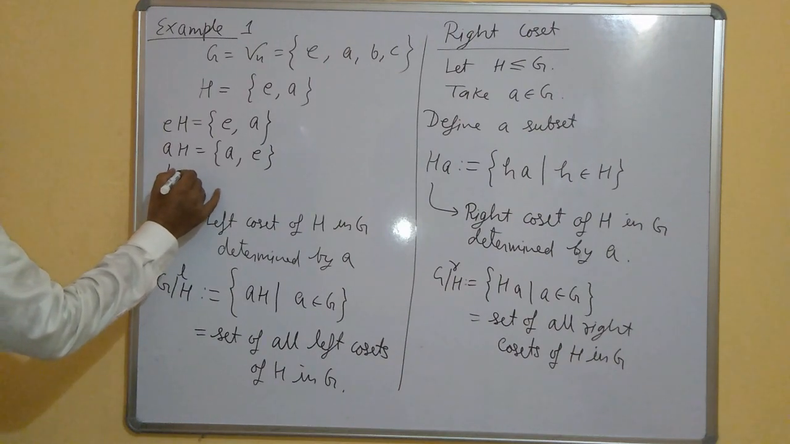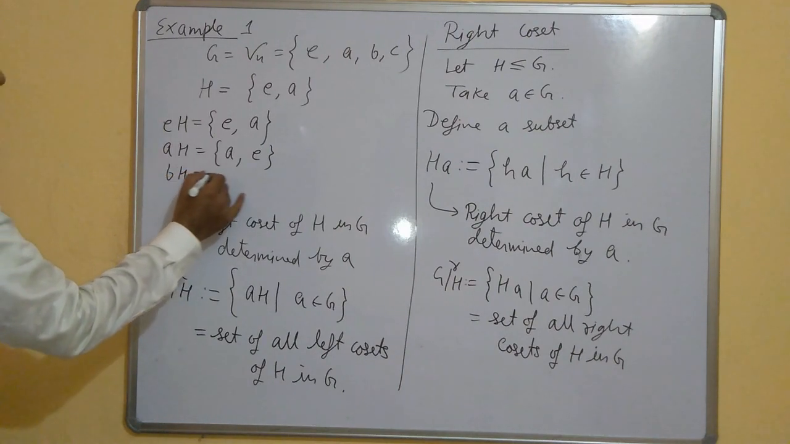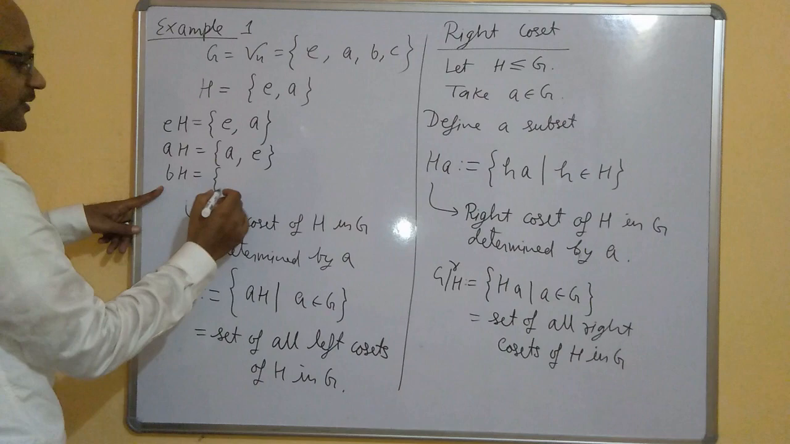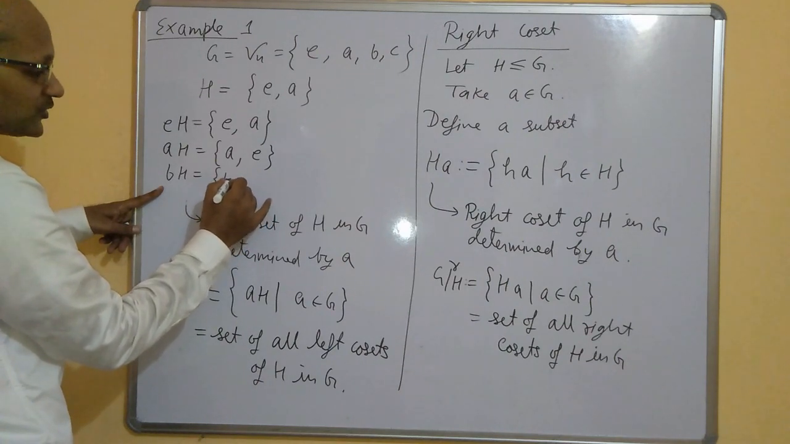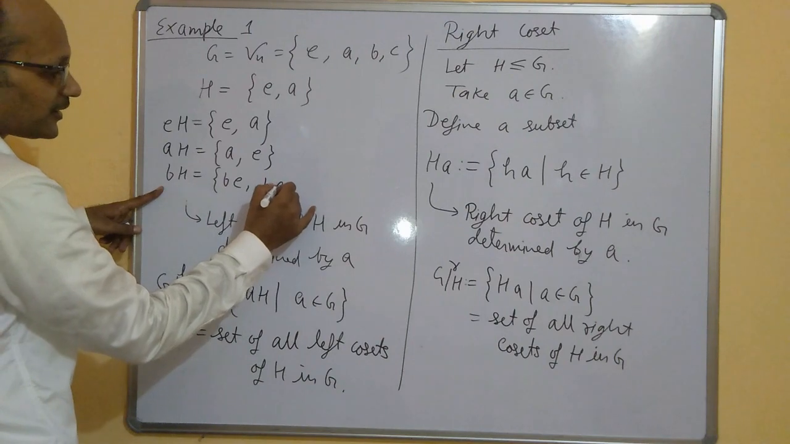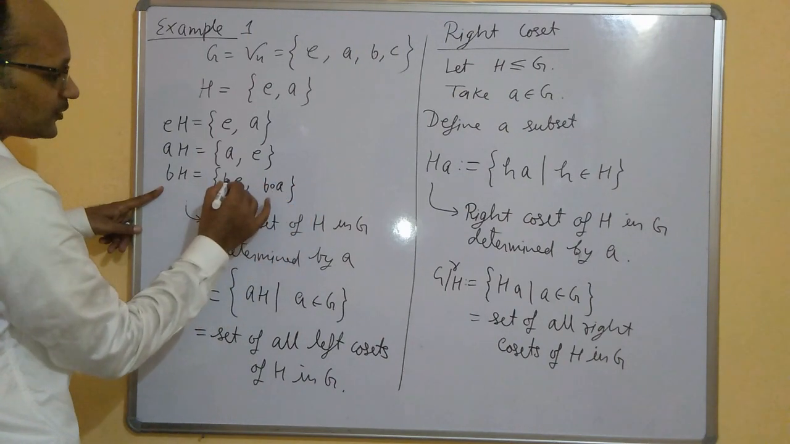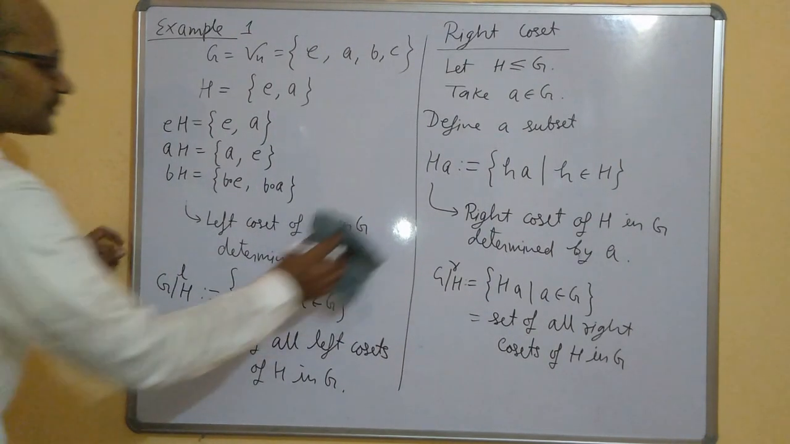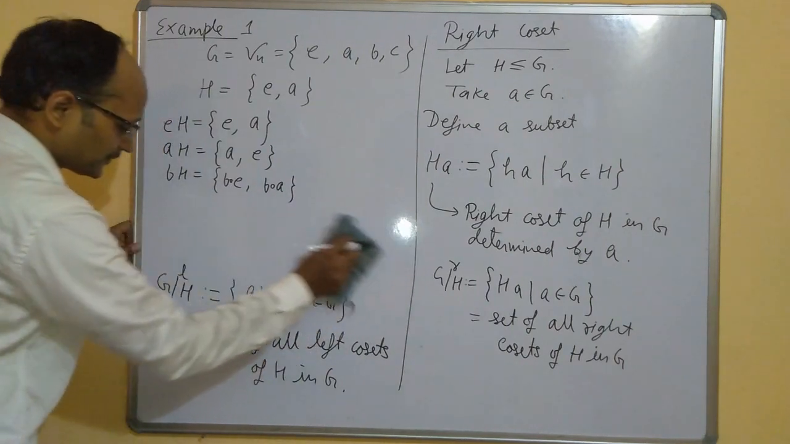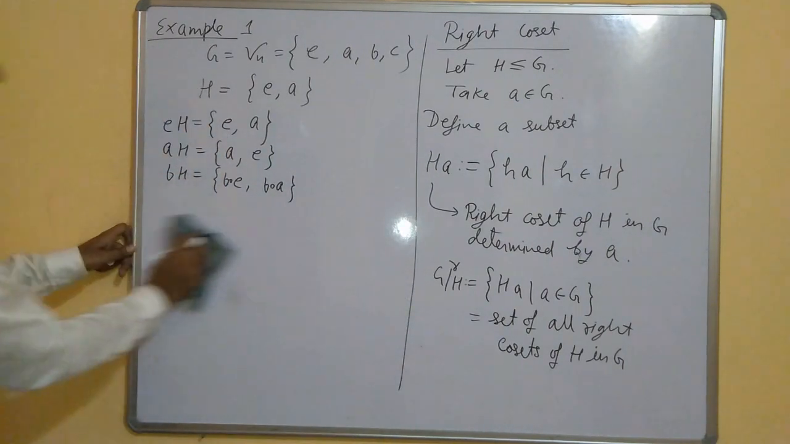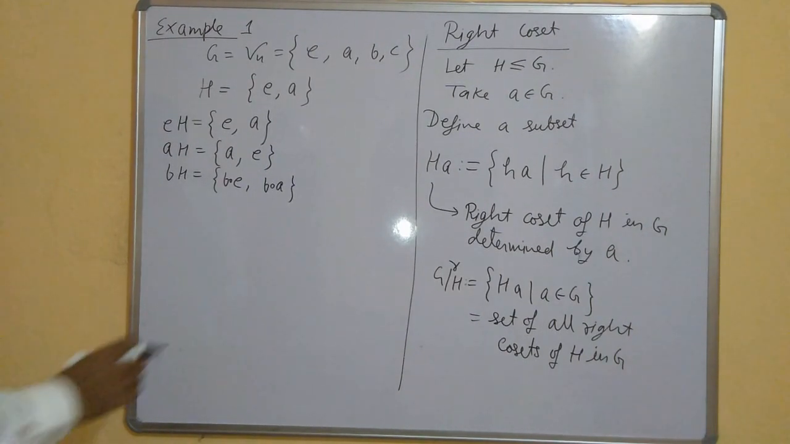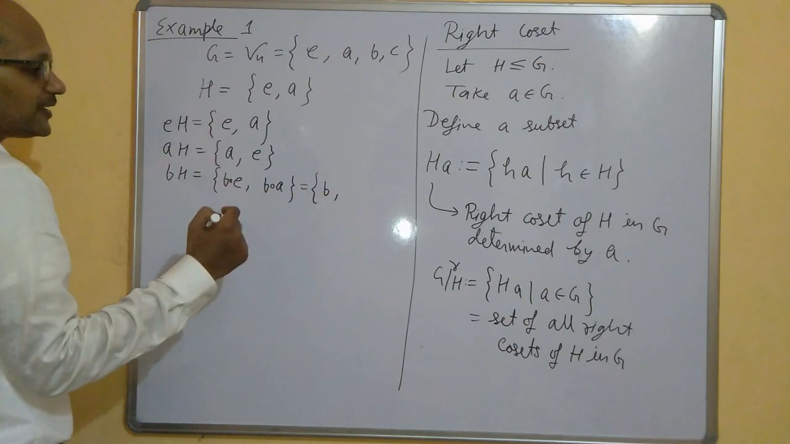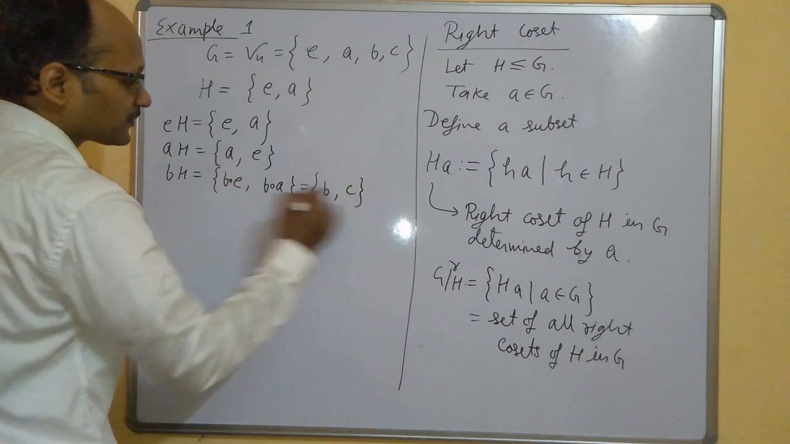Now take another element b. So bH, you have to multiply b to each of these elements. So b e, there is a composition in between, and b a. If you have any confusion, you can put composition. There is a composition of the group. And what is this subset? So be is b and ba is c by the definition.